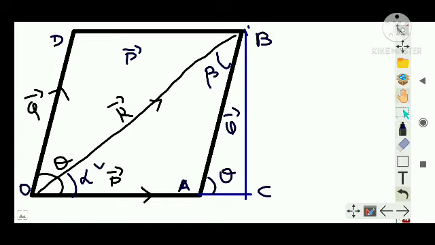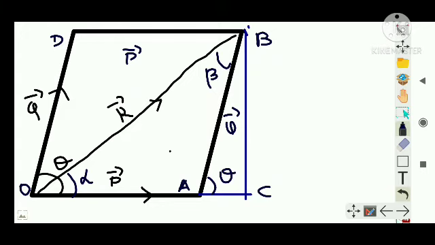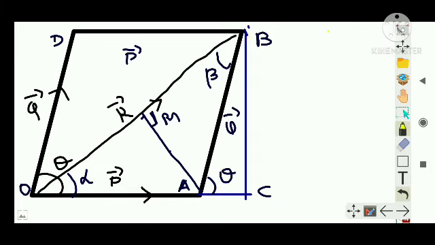In order to find alpha, we have to draw a perpendicular from B, like this. A lot of construction, guys. Derivation is something you have to learn by heart, no other way. And this point, let's say we mark it as M. Now M is a point on the r vector. Now let's take the triangle OBC. I'm taking another color just to show you. OBC.